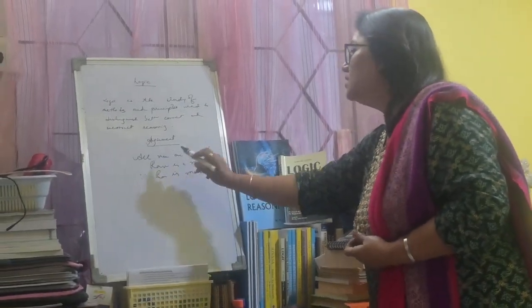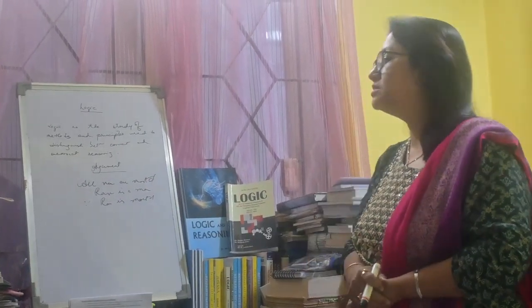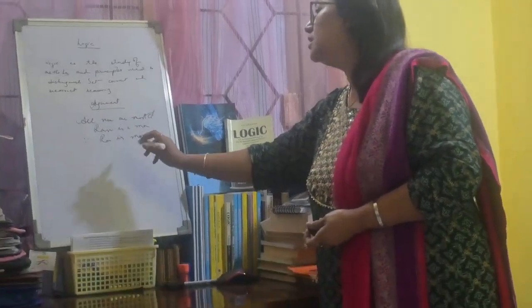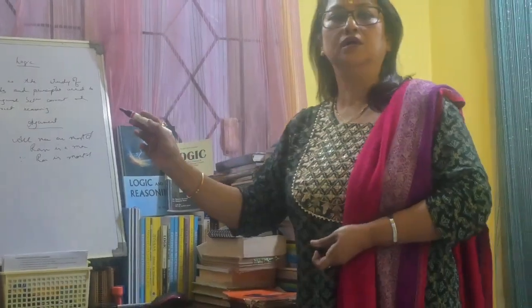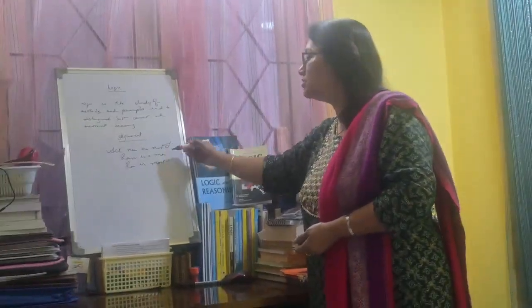All men are mortal. This one is the first premise. Ram is a man. This one is the second premise. And therefore Ram is mortal. This one is the conclusion. So an argument means a group of propositions where we can derive the conclusion from the premises.